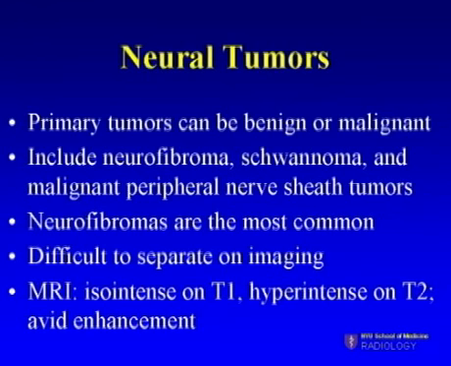They include neurofibromas, schwannomas, and malignant peripheral nerve sheath tumors. The most common involvement are from neurofibromas. However, to differentiate all of these lesions may be difficult on imaging. They tend to be isointense on T1 weighted image and hyperintense on T2, and they typically have avid enhancement.